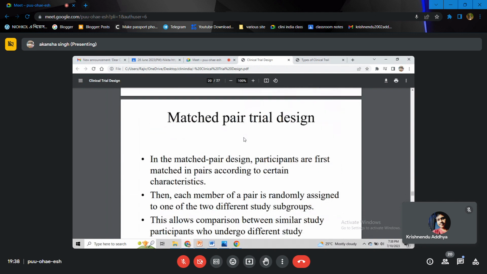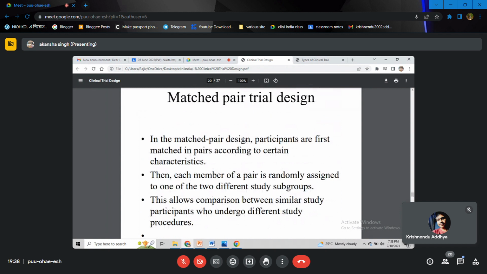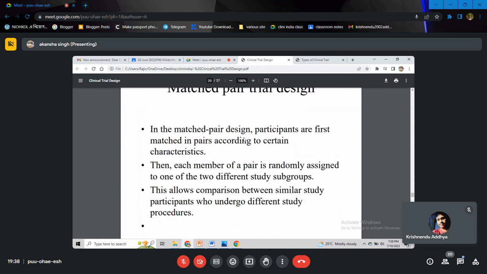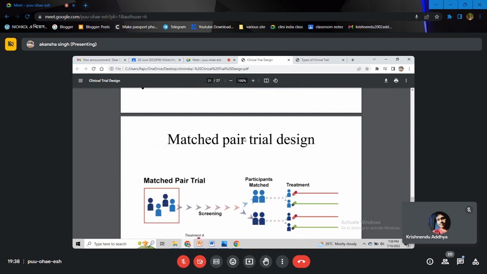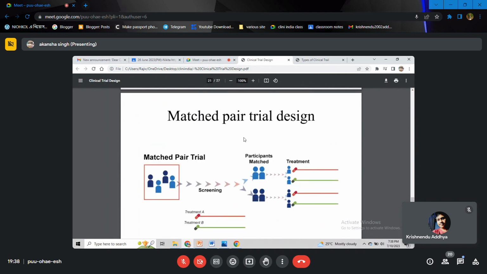So now next is your match pair trial design. In this we have to make two groups. We have to make pairs, and then each pair will be randomized into different groups and they will receive treatment A and B. Here also they will receive treatment A or B.